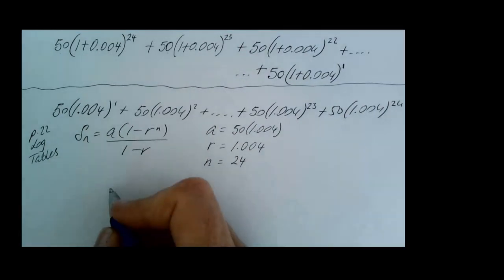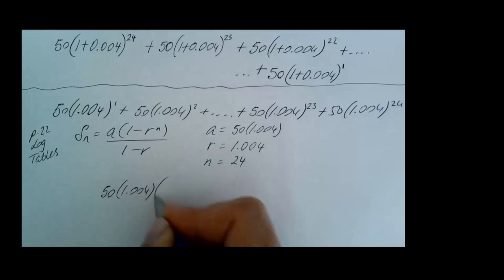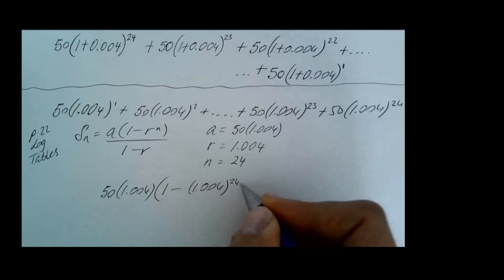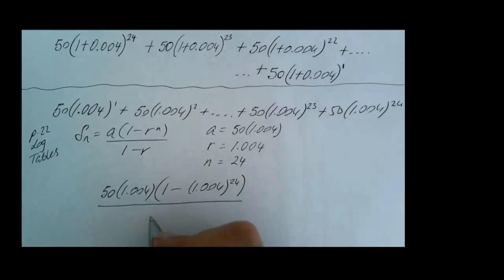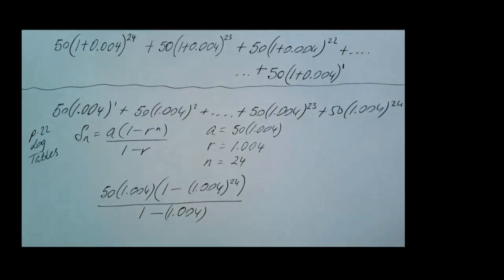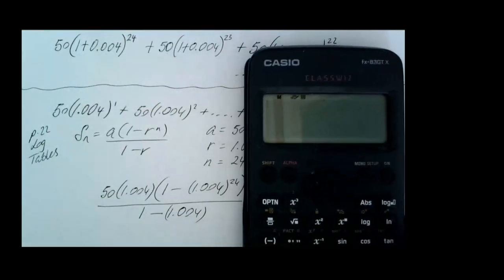So let's fill it in. Our A, 1 minus our rate to the power of 24, all over 1 minus our rate, our common ratio, should I say, 1.004. Now let's do this on the calculator.